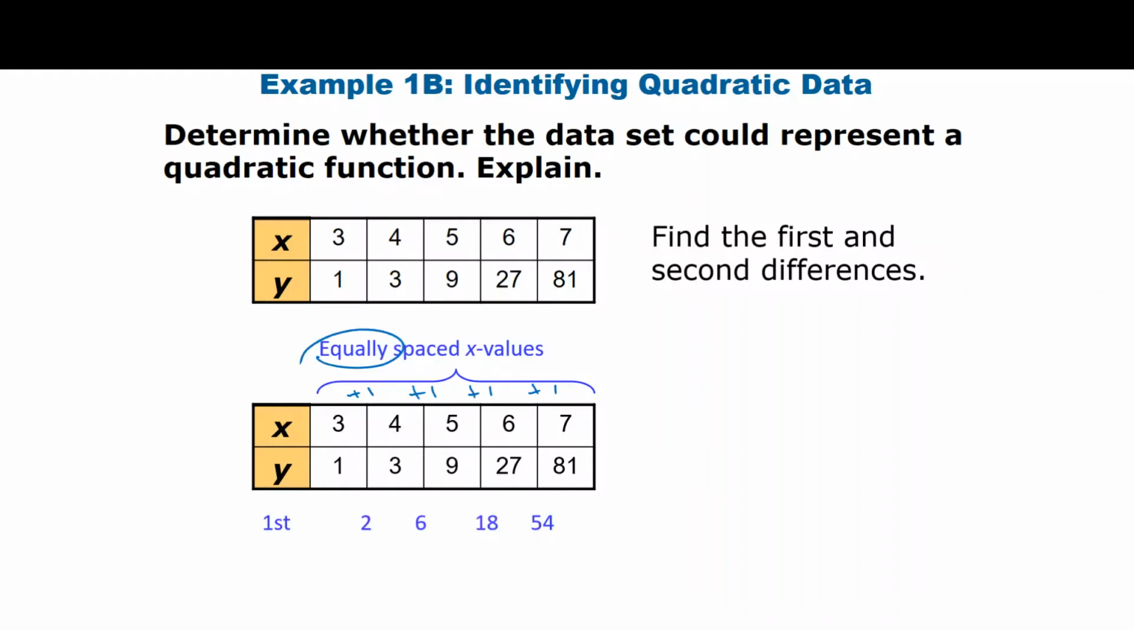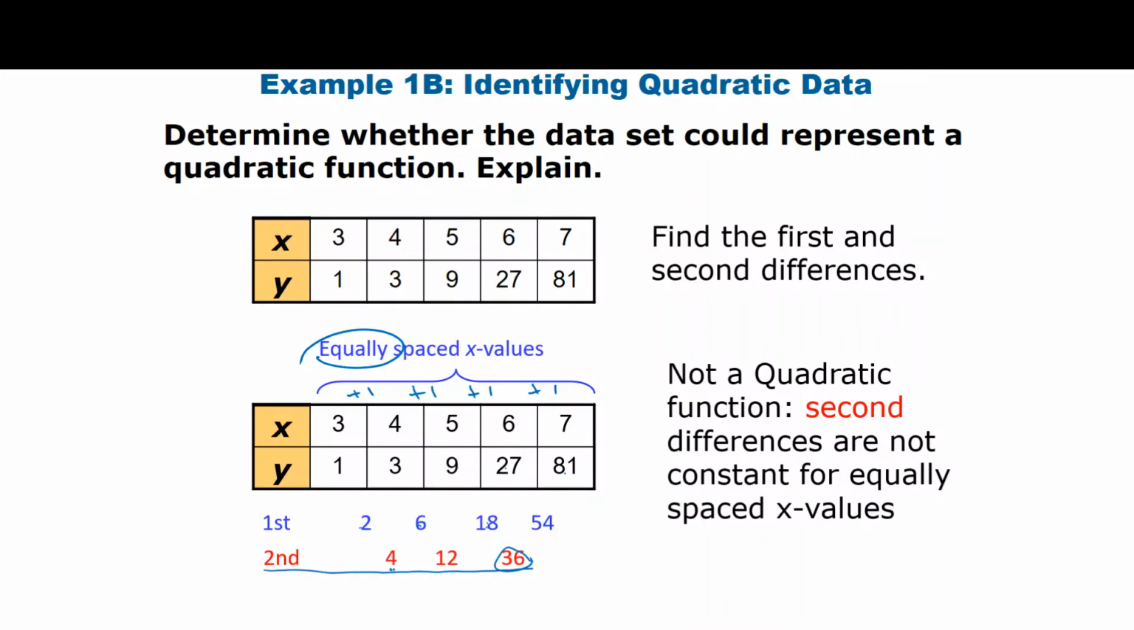Now we're going to look at our first differences for our y's. 1 plus 2 is 3. 3 plus 6 is 9. 9 plus 18 is 27. 27 plus 54 is 81. That's our first set of differences, but we have to go down to the second set. To get from 2 to 6 we add 4, from 6 to 18 we add 12, and from 18 to 54 we add 36. So our second differences are not constant for equally spaced x's, so we do not have a quadratic function.